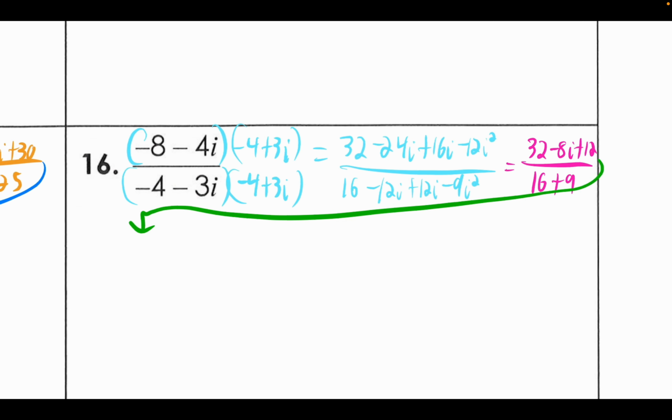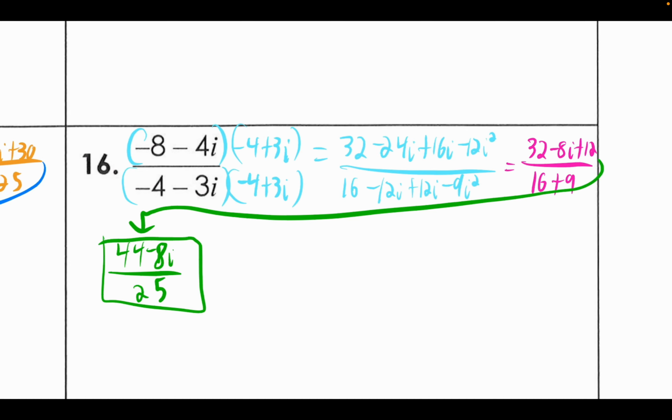So the top then becomes 44 minus 8i, while the bottom is 25. And 44 and 25 don't reduce, neither do 8i and 25. So this is our answer.